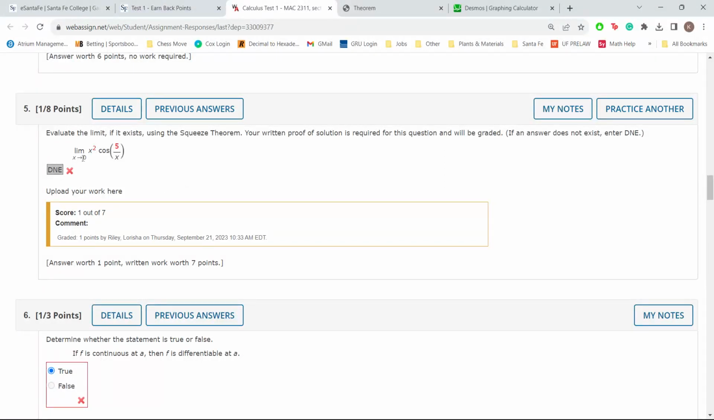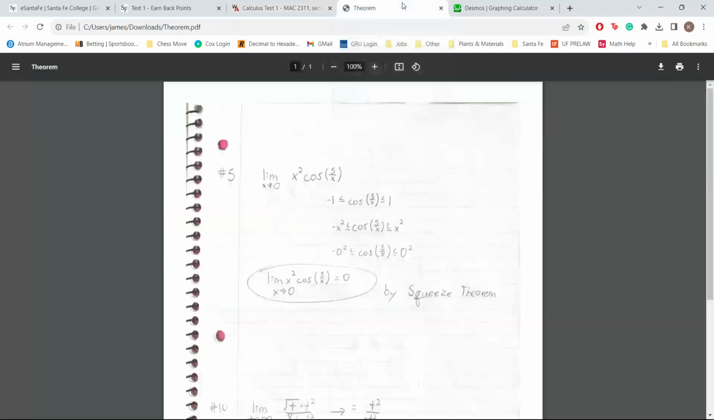We have the limit as x approaches 0 of x squared times the cosine of 5 divided by x. And it's actually in the problem. It says using the squeeze theorem, which we will use, show the limit of this function as x approaches 0. So going back to here, the cosine of 5 divided by x is going to be always in between the values of -1 and 1. We can look at that over here.